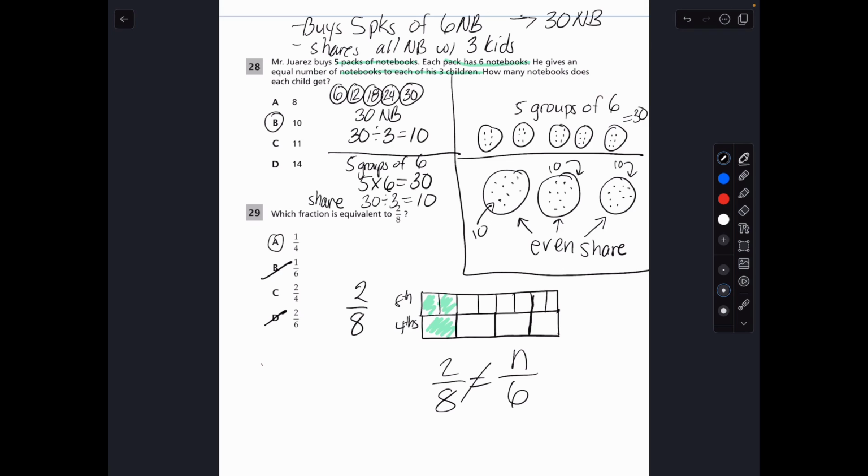The other thing we know, why can't 2 4ths be the same as 2 8ths? My numerators are the same, but my denominators are different size pieces. So I can't have 2 pieces that are different sizes be the same. So I can cross it out.